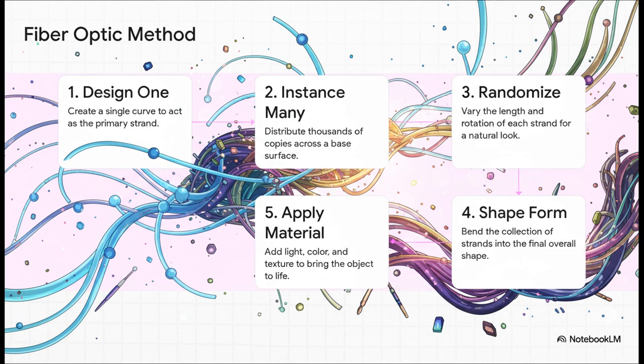And this slide really breaks down that whole logical process. If you're using professional software like Blender, artists use this really powerful system called geometry nodes. Think of it like a visual programming language just for 3D art. They define a single curve, they multiply it, they add some randomness to make it look natural, then they shape the whole thing. And finally, they add the materials and lighting. It's a system of rules, not just tedious manual work.